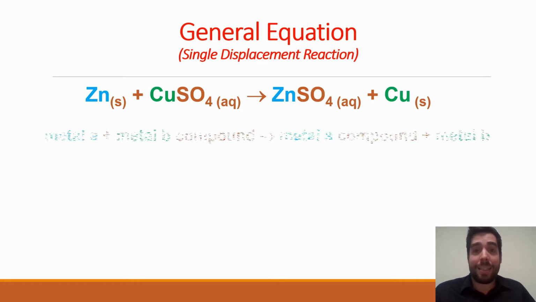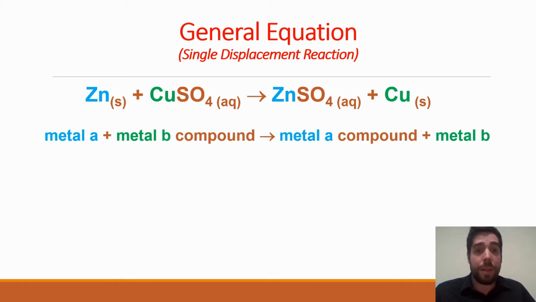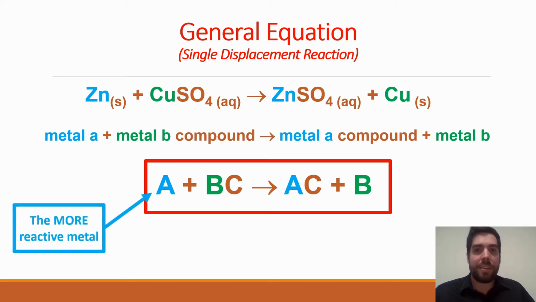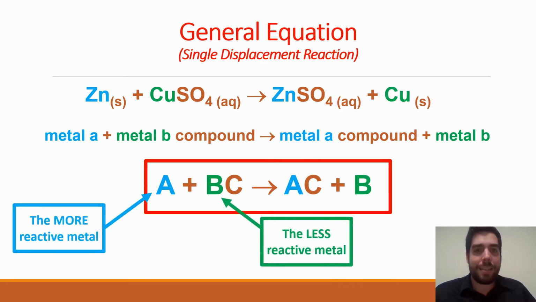So we can generalize that even further as metal A plus metal B compound forms metal A compound plus metal B. But we can take even one step further and just use letters. And this is very common. So simply put, A plus BC yields AC plus B. A, of course, is the more reactive metal, and B is the less reactive metal. And C is simply the anion of the compound.